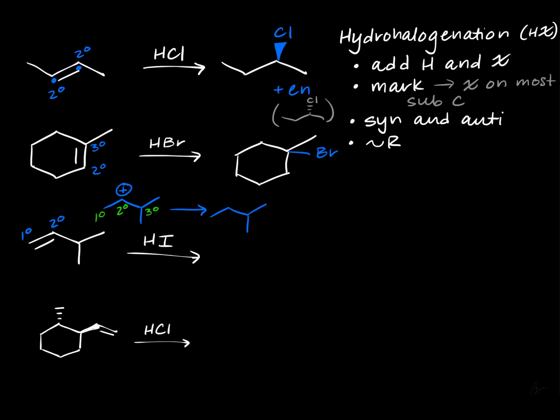Rearrangement arrows, if you want to draw them, they look something like this. This is a hydride shift, so I need to draw in a hydrogen. And I need to place that hydrogen onto that positive charge. I need to move that hydrogen to that carbon with that positive charge. As a consequence, I end up taking that hydrogen off of this carbon and putting a positive charge on that carbon, which does indeed form a more stable carbocation.